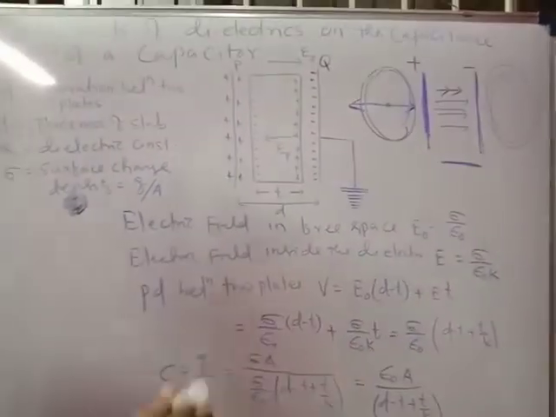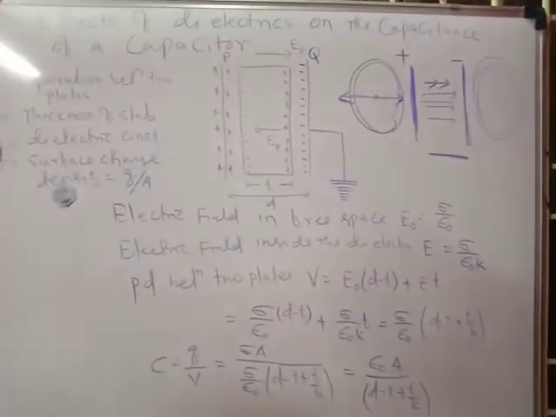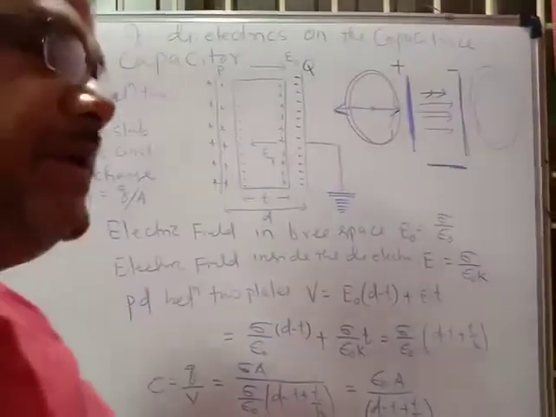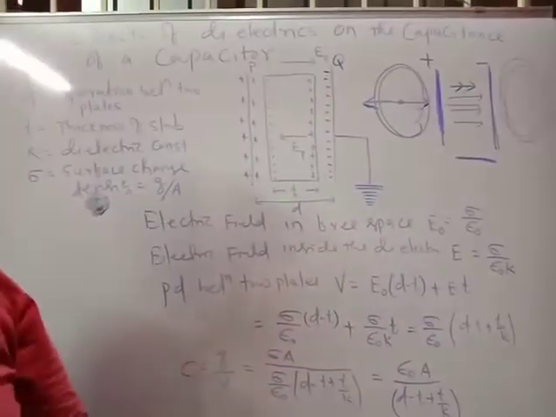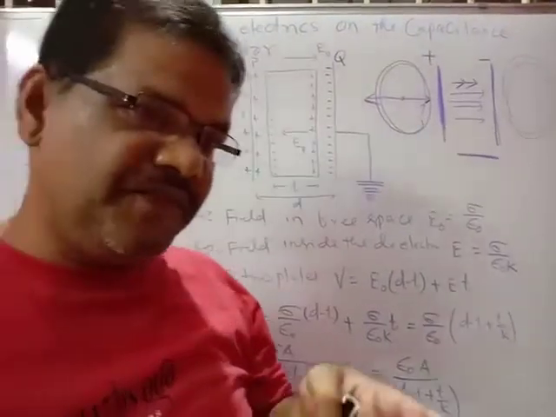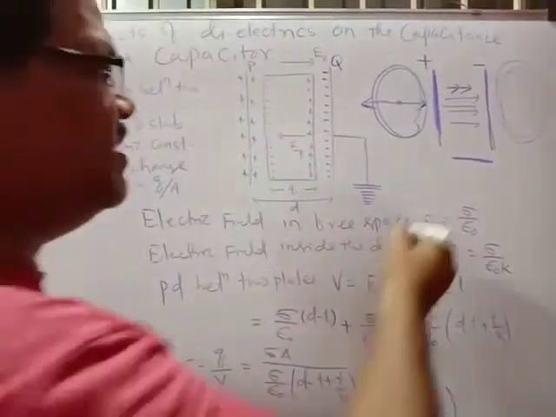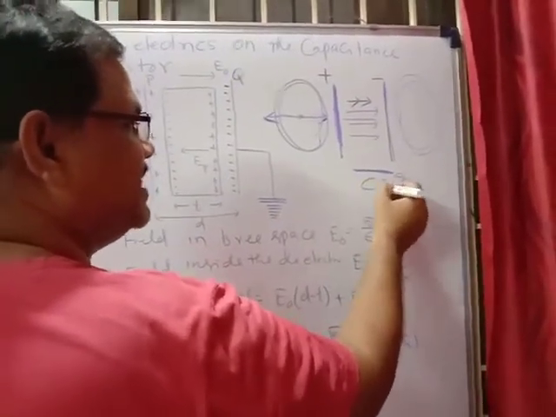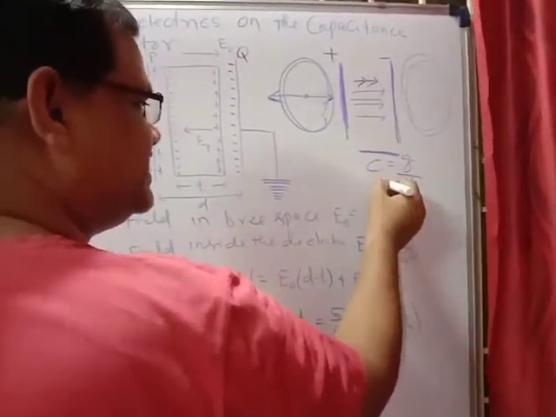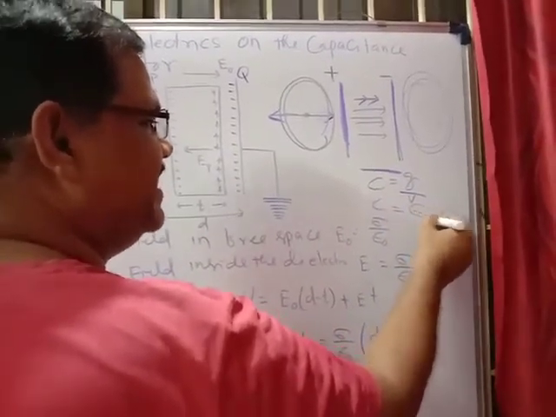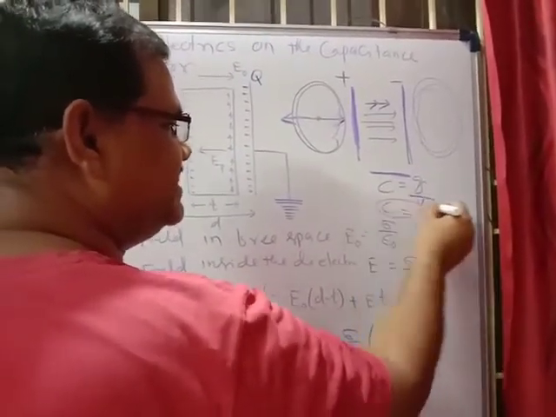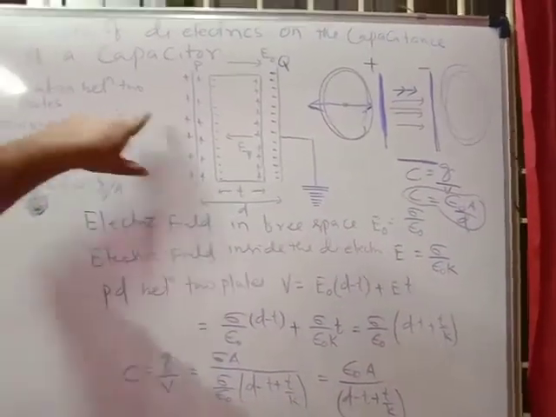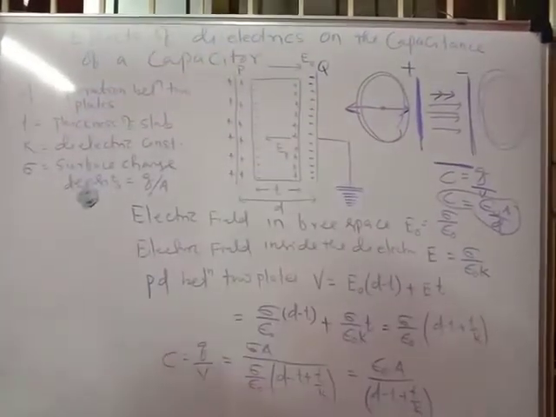So that was in the last video. Whenever there is no medium in between the two plates of the capacitor, whenever free space is there, the capacity we already calculated: C equal to Q upon V, and C equal to epsilon naught A upon d for the parallel plate capacitor. Here the case is the effect of dielectrics on the capacitance of a capacitor.